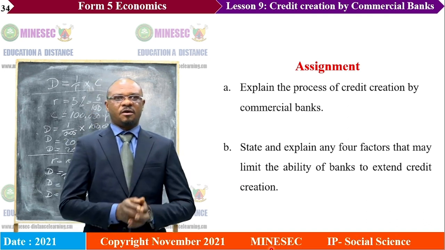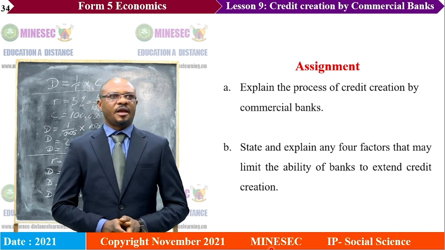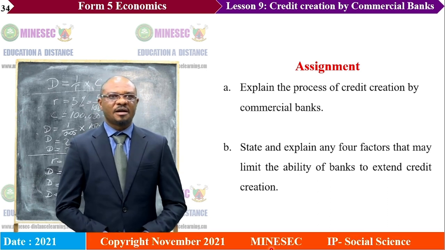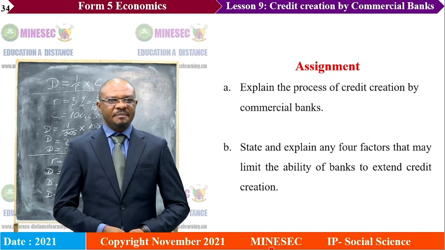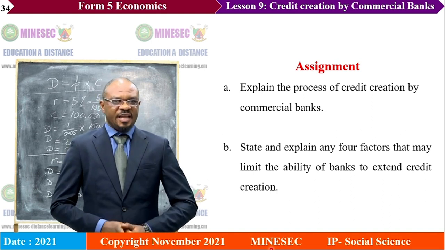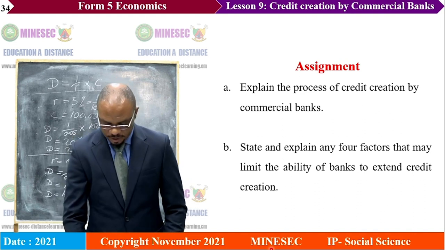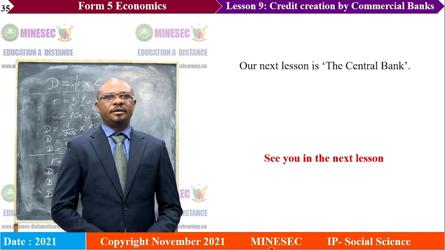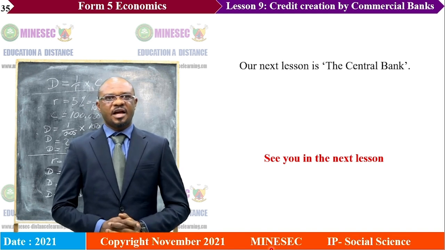Okay, we conclude with this assignment. A, explain the process of credit creation by commercial banks. B, state and explain any four factors that may limit the ability of banks to extend credit creation. Our next lesson is titled The Central Bank.